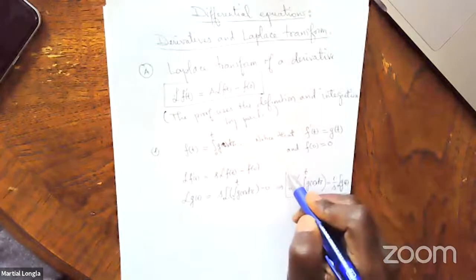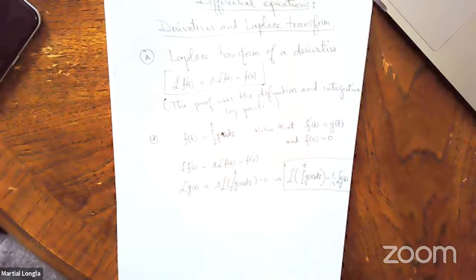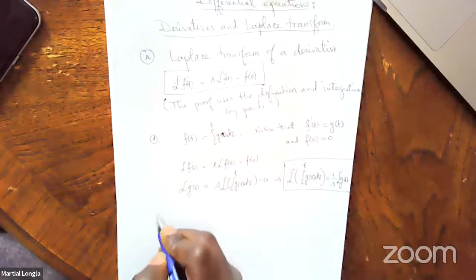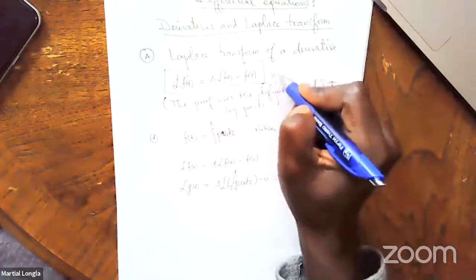So using the Laplace transform of a derivative, we are able to establish that the Laplace transform of the integral is equal to 1 over s times the Laplace transform of the function, no matter what that function is. This needs to be known. The same as that needs to be known.